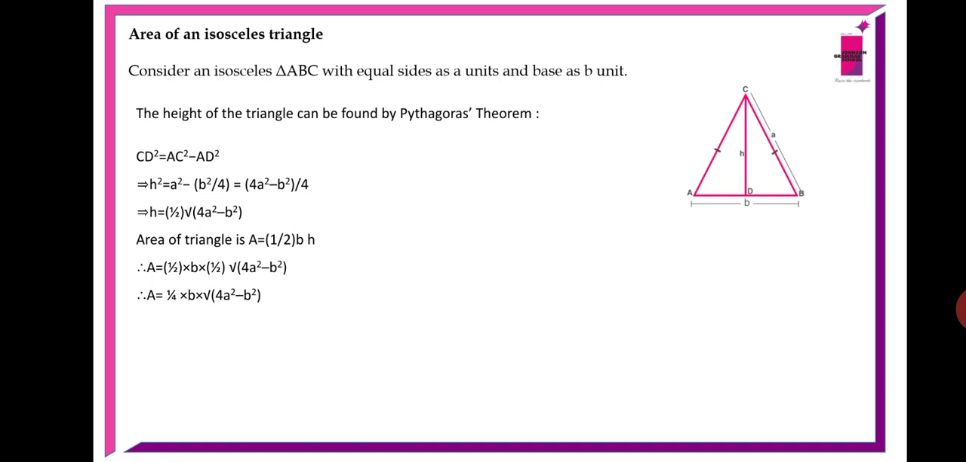So the area of the triangle is half into base into height. We know the base b, so half into b into half into root 4a square minus b square. So half into half, you will get 1 by 4. So we can say 1 by 4 b into under root of 4a square minus b square is the formula to find the area of an isosceles triangle, where a is the equal sides and b is the non-equal base, that is the non-equal side of the triangle.